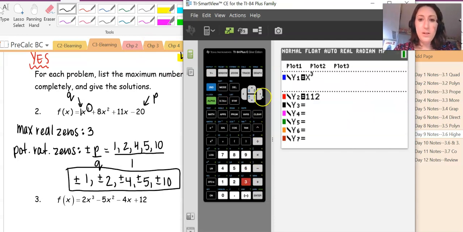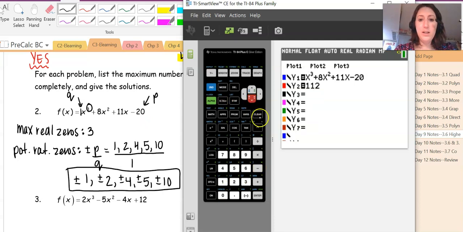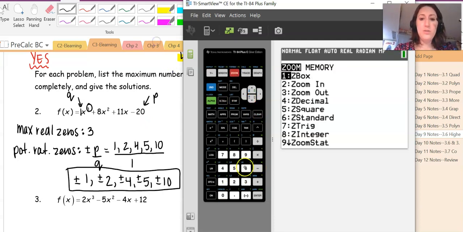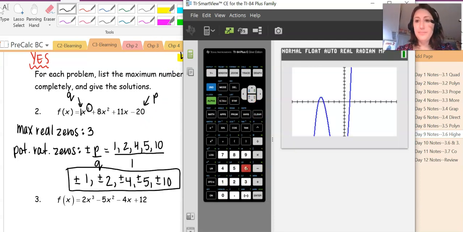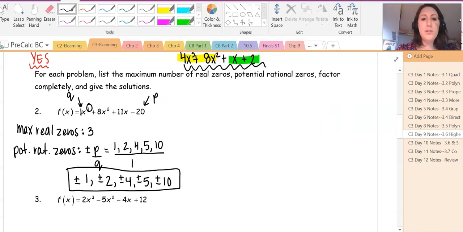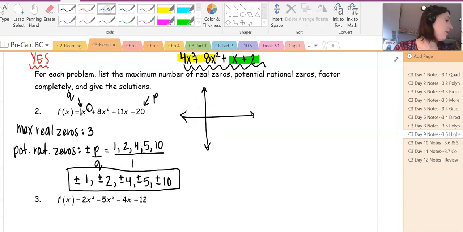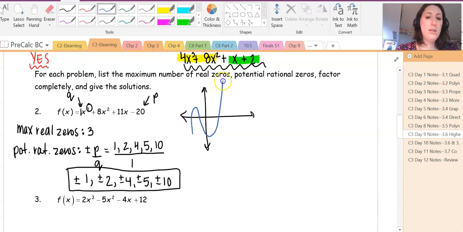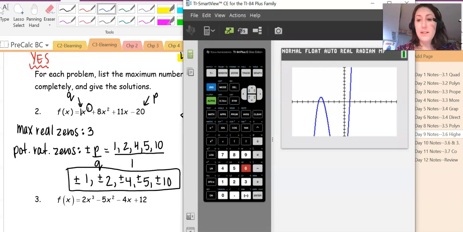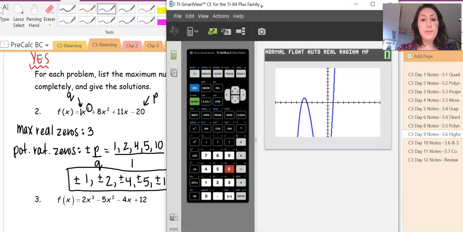X cubed plus 8x squared plus 11x minus 20. Zoom 6. Okay, and then just draw a little sketch for me. It doesn't say that, but just do it anyways. Something like that. And what we can see from the graph is that there are 3 x-intercepts, so we have 3 real solutions.